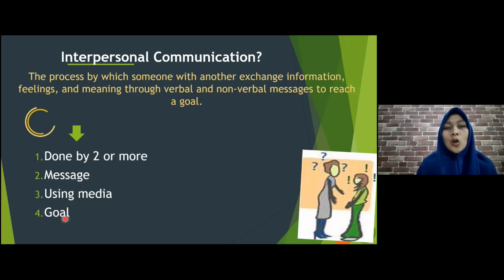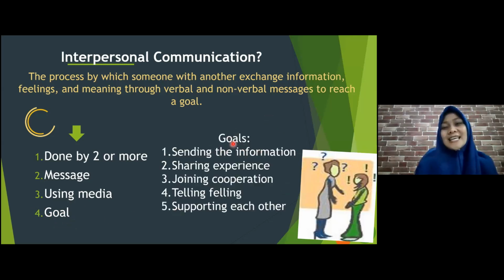And there should be a goal. What's the goal? What's the objective? What's the aim of our communication? Perhaps it's to transfer the information. Perhaps it is to share the ideas. Perhaps it is for sharing the feelings, transferring the values, any kinds of objectives, any kinds of goals. Okay.